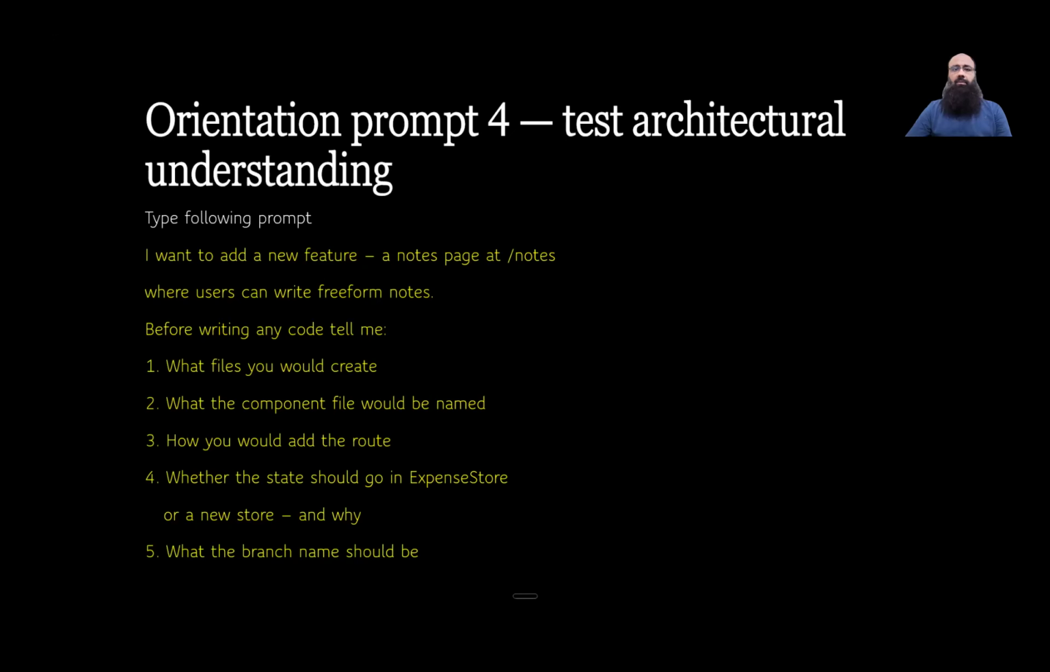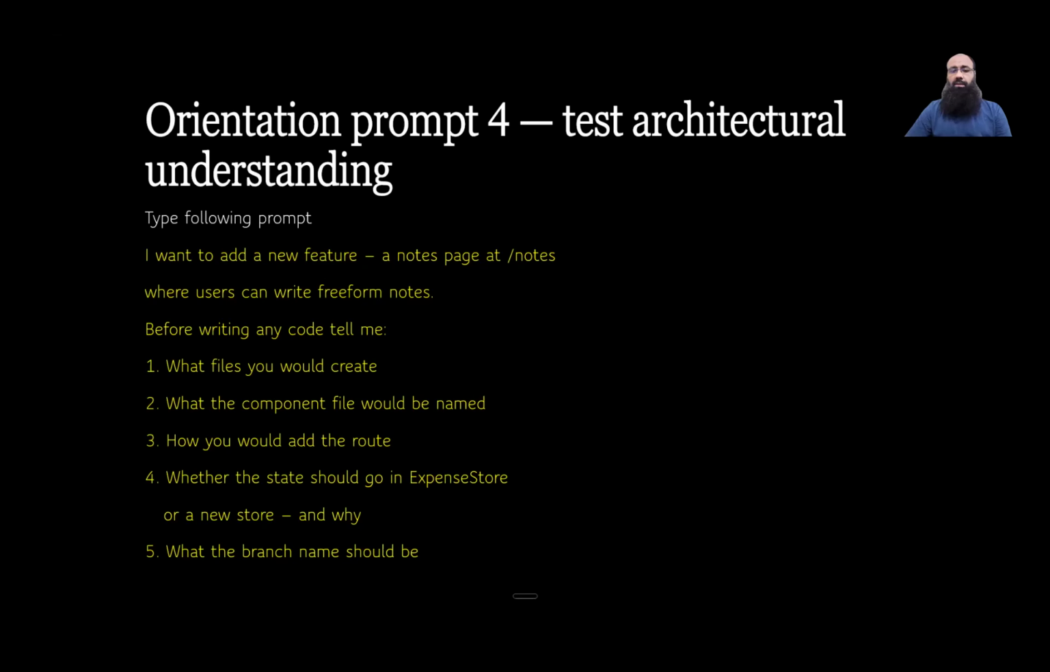So here is our 4th prompt. We are going to test its architectural understanding so far. Now we are going to say, I want to add a feature where users can write free-form notes. So we have identified the feature we are going to create, and what the feature is going to do. We have said, before writing any code, tell us these 5 questions: what files you are going to create, what the component file will be named, how you add the route, whether the state should go in the expense store or a new store and why, and what the branch name should be.